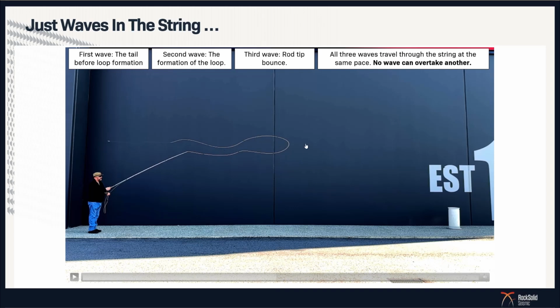all three of these waves are travelling through the line at roughly the same speed. Here's the tailing loop, here's the loop nose, and here's the wave in the rod leg. Right, so you can see they're basically travelling through the line at essentially the same speed. Not across the ground at the same speed, but through the line at the same speed. So, first wave there, second wave there, third wave there. And we see them travelling through the line from the rod tip to the fly.